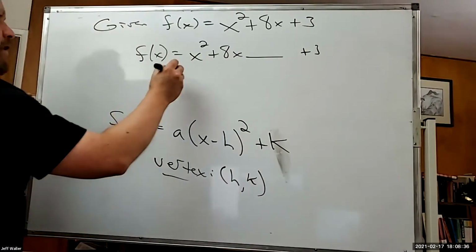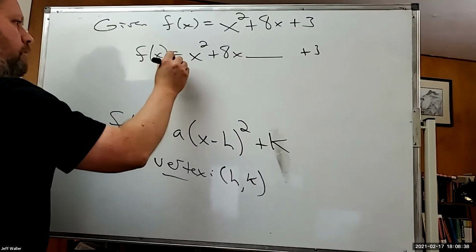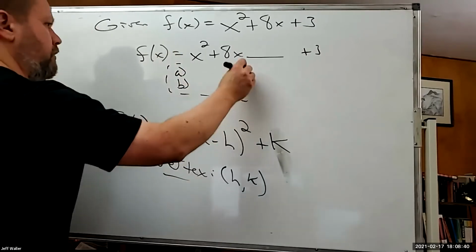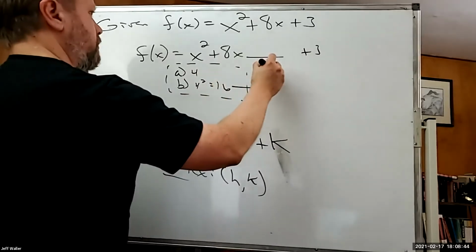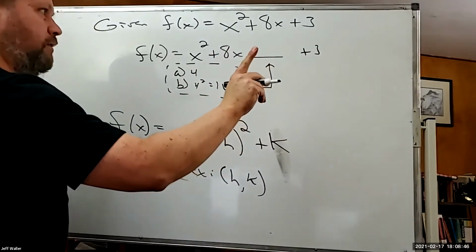What are my 2 steps now? Have 8. Half of 8. And then 4 squared. So that goes here. Now watch. How am I going to do this?